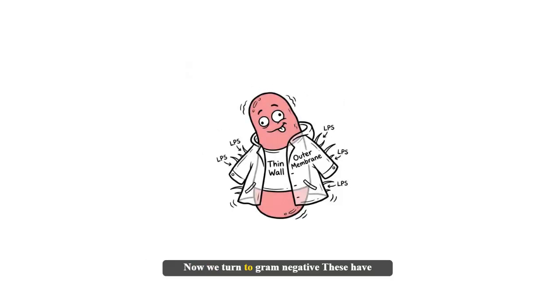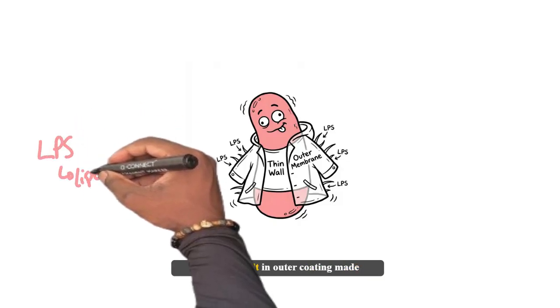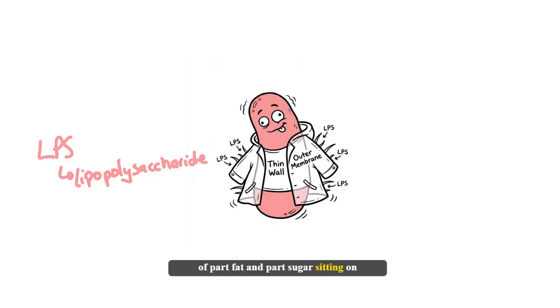Now we turn to gram-negative. These have a thin peptidoglycan wall plus an outer membrane. The outer membrane itself contains what we call LPS. LPS stands for lipopolysaccharide. Think of LPS as a built-in outer coating made of part fat and part sugar sitting on the surface of that outer membrane.